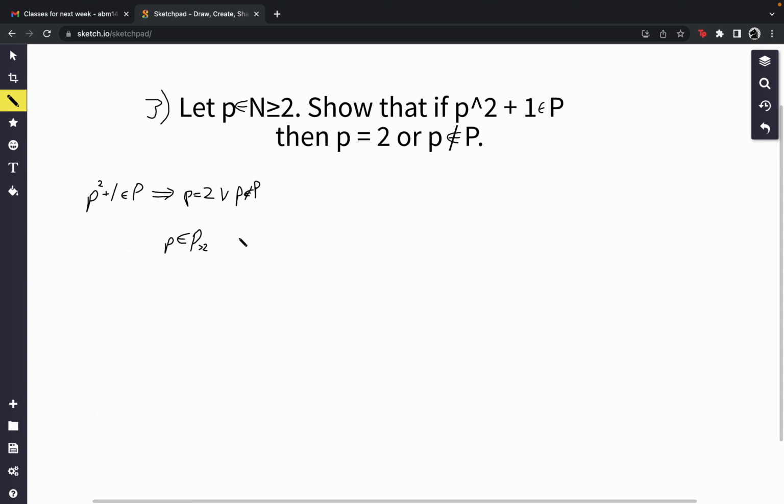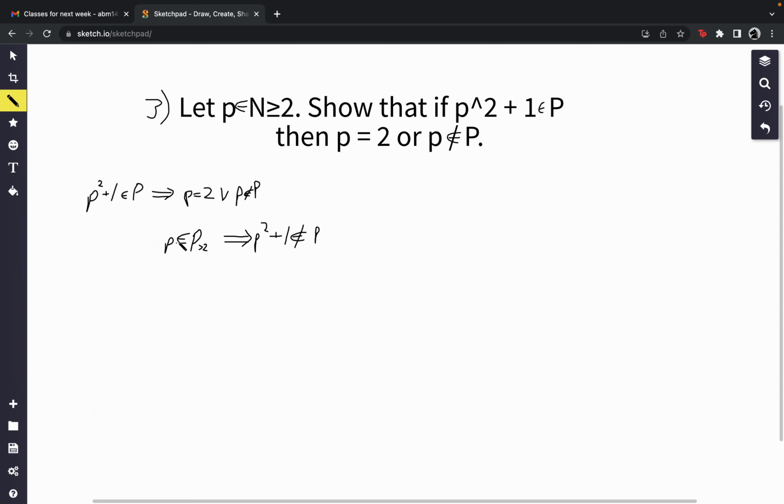I've never seen that symbol used, so I'm not entirely sure if it's proper notation. So I'm just going to stick with this greater than 2 implies, and we're going to take the reverse of this statement for our contrapositive. That's P squared plus 1 is not prime. And so P is some prime greater than 2 implies that P squared plus 1 is not prime.